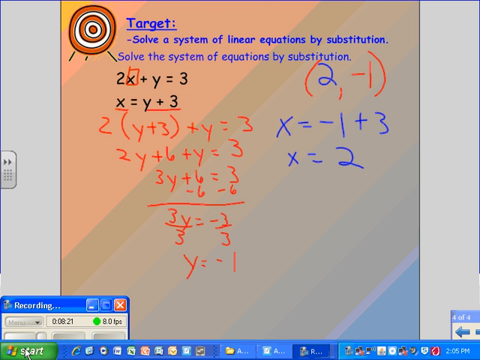So that's how we solve a system of equations by using the substitution method. Next lesson, we're going to be working on our third method of solving systems of equations, and that is by linear combinations, or we also call it elimination. And until then, we'll be working on our practice problems for substitution.